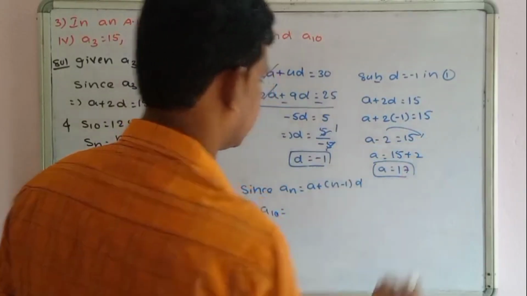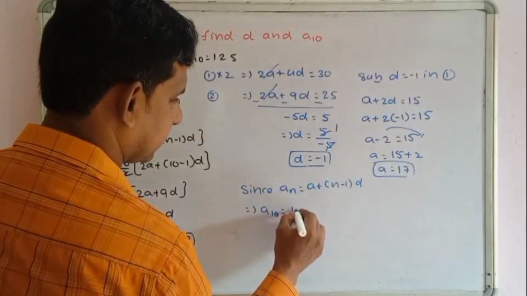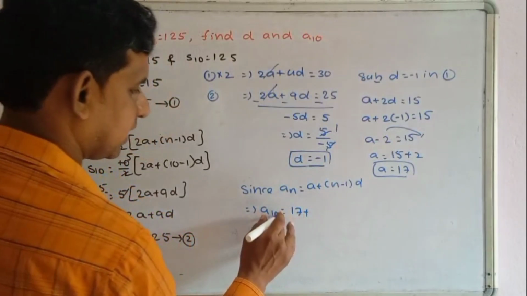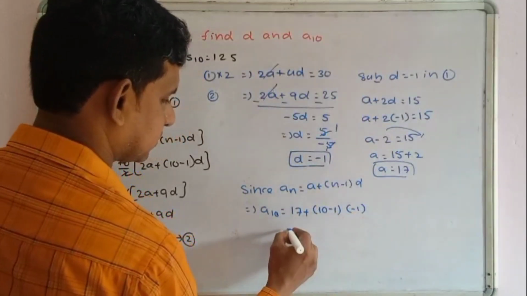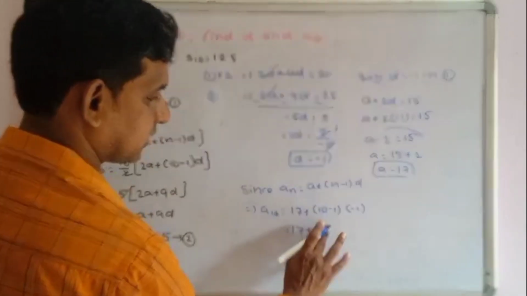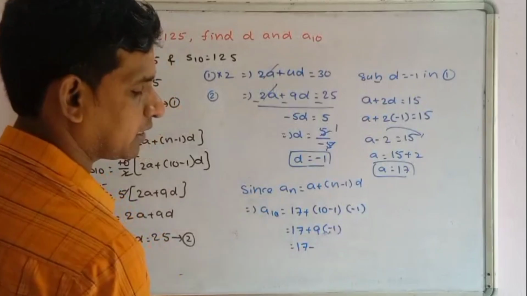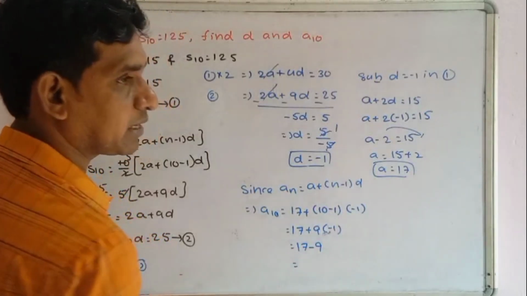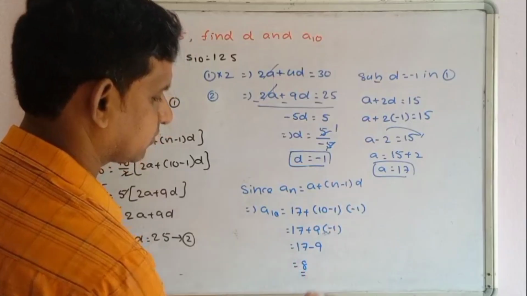a value 17. Okay. Now a10 equals to a, plus a value 17, plus n minus 1, here n is 10, 10 minus 1, d value minus 1. So 17 plus 10 minus 1 is 9, 10 minus 1 is 9 times of minus 1. So 17 plus times of minus is minus 9. So 17 minus 9 is how much? 8.